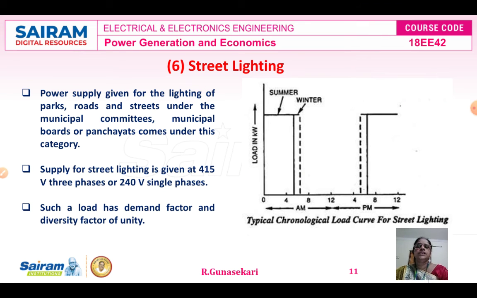Next, street lighting consumers. The power supply for the street lights of parks, roads and streets under the municipal committees, municipal boards or panchayat unions comes under the street light consumer category. The supply is 415 volt for three phase and 240 volt for single phase power supply. The demand factor and the diversity factor for street lighting load are both unity.